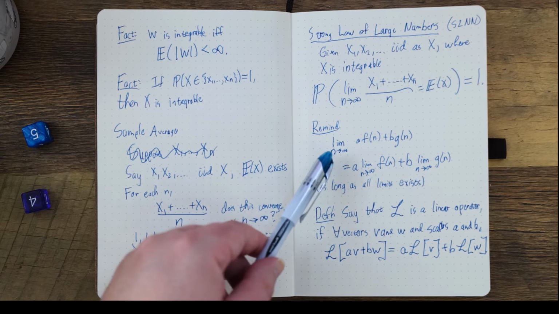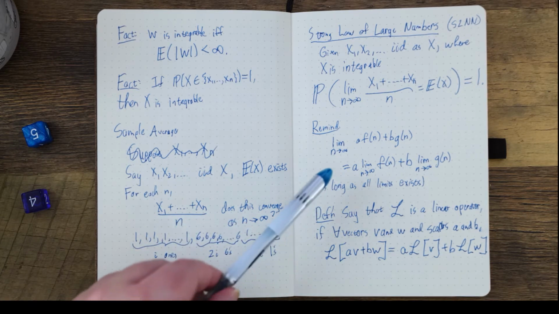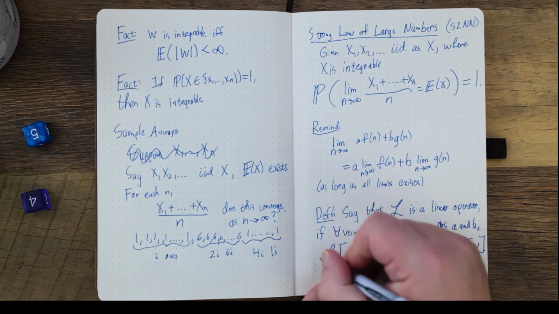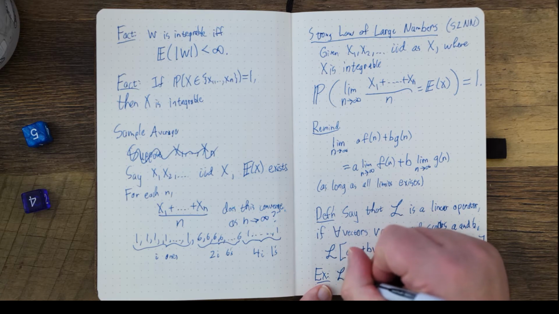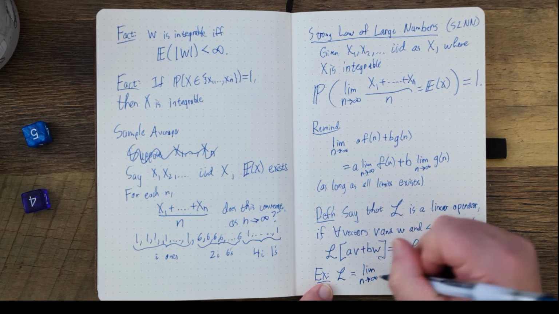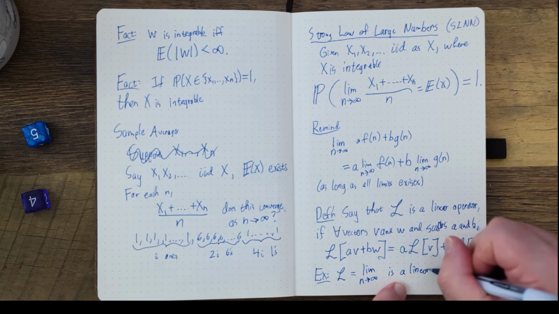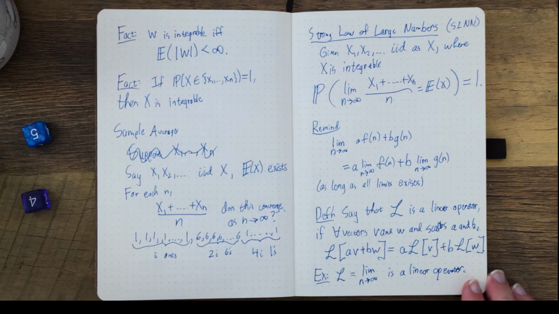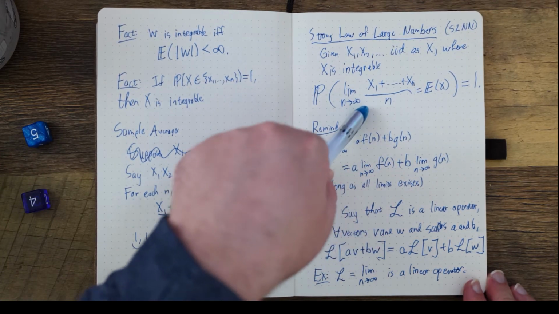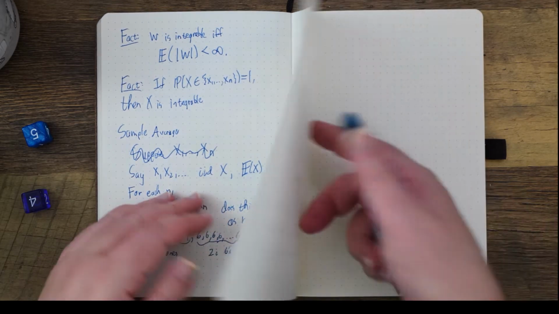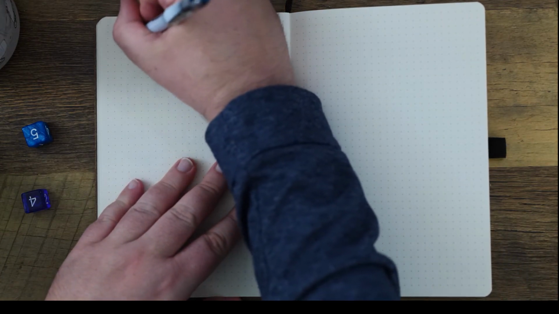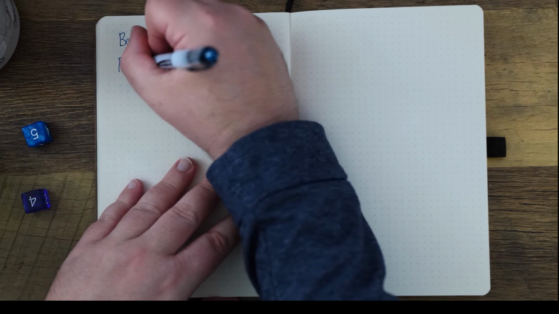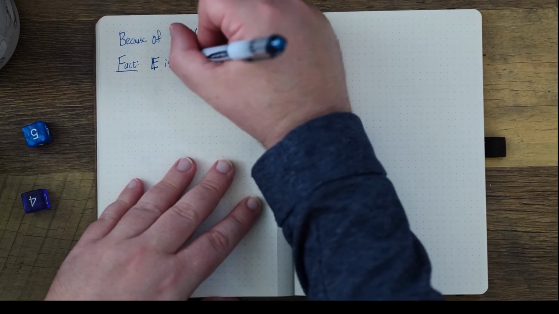And so an example of that is the linear operator that applies to sequences, which is the limit as n goes to infinity. That is a linear operator. So example, limit as n goes to infinity is a linear operator. And because of the strong law of large numbers, the expected value inherits that linear operator property. So because of the strong law of large numbers, we have the following fact. Expectation is a linear operator.